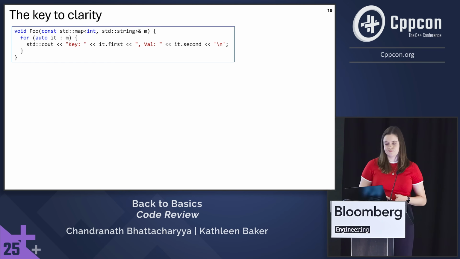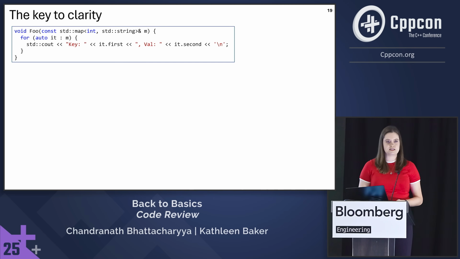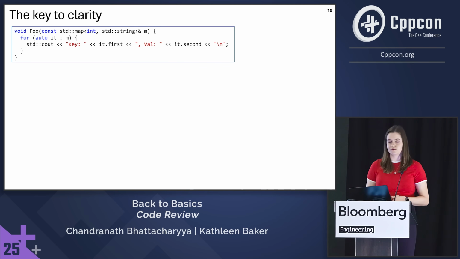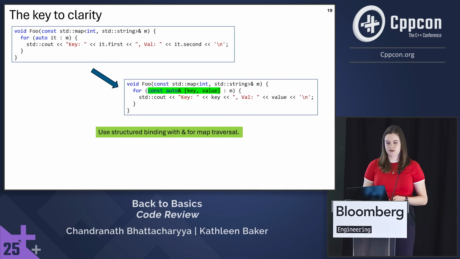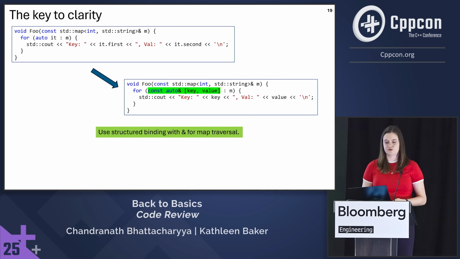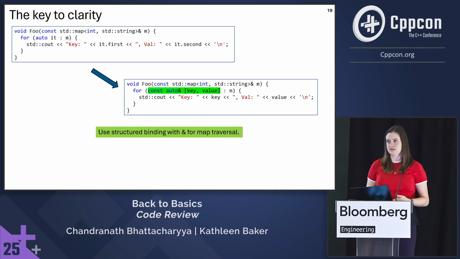Next, the key to clarity. We're using an iterator to access the key and value in a map using first and second. To improve readability, we can use structured binding with const reference to access the key and value. And I'll pass it off to Chandra.